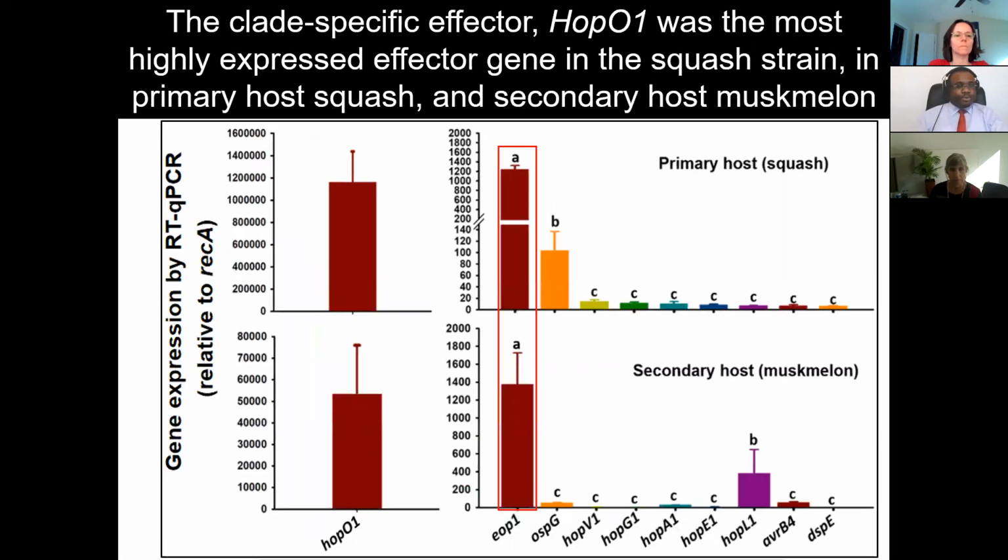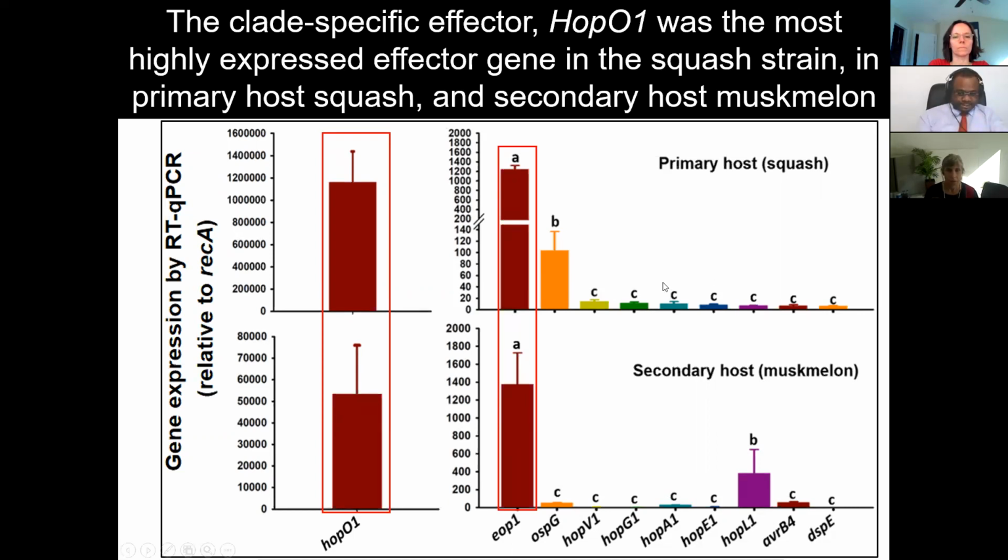Interestingly, Eop1 was also the second most highly expressed effector gene in squash strain on both its primary and its secondary hosts. But in addition to the Eop1 gene, we also realized that there was this particular effector gene called HopL1. This gene is present only among the squash strains. What we actually found out was that this gene was expressed at an exceptionally high level. Again, I'm just gonna stop right there for now. So let's just keep it simple.